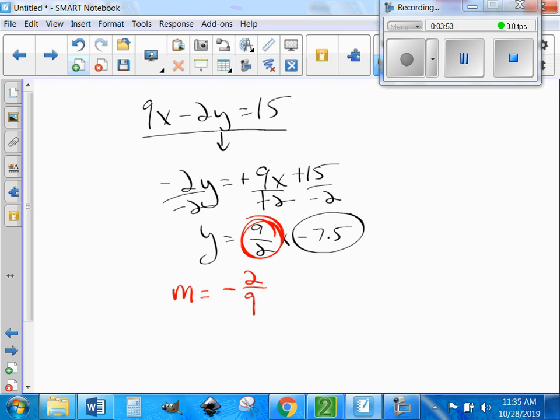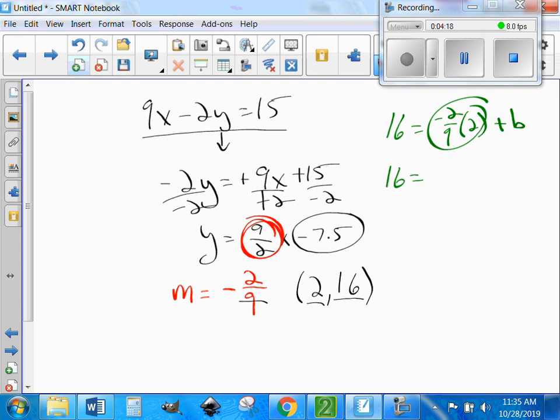Now to find the y-intercept, we're going to use the fact that we have to go through the point 2, 16. So now we can plug the y and the x and the m into the equation and solve for b. So we have y equals mx plus b. And now we can do some calculating. So this here is negative 4/9 plus b. Then we can move that over, positive 4/9.